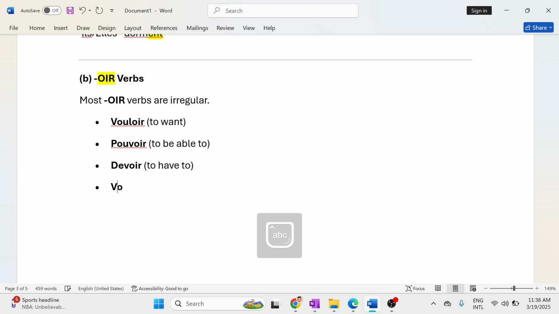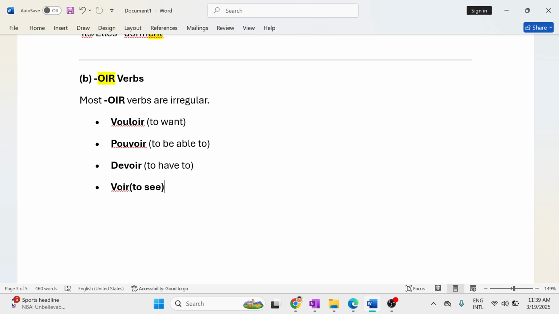VOIR is a very important verb, which means to see something. It's different from regarder, which means to watch something. You don't see the television, you watch the television, actively watching the movie. But seeing the television would be just superficially seeing the TV, how it looks.